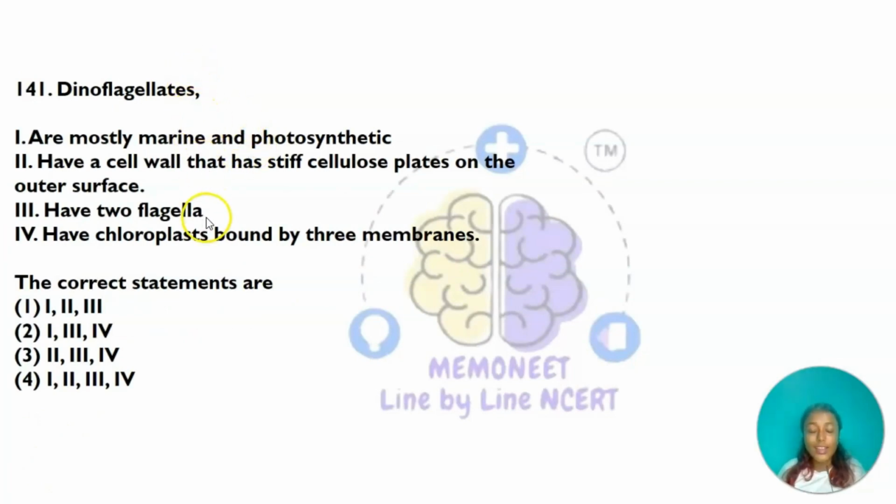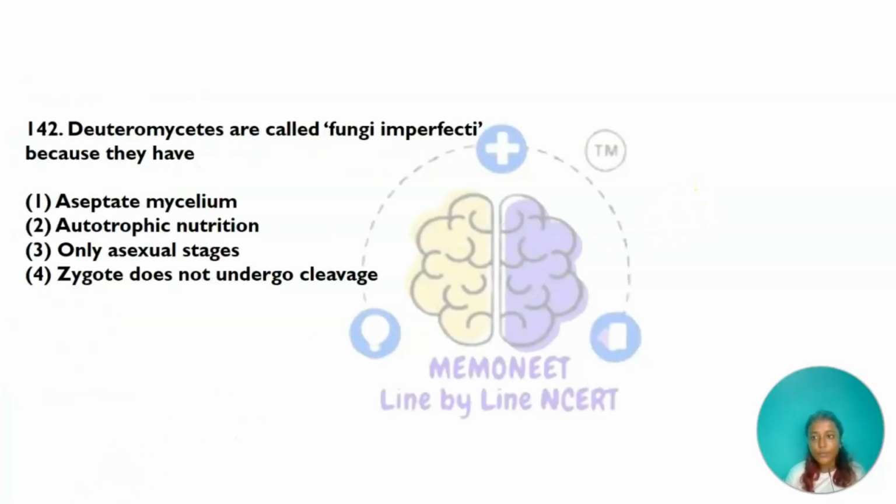Dinoflagellates. We have to choose the correct statements regarding dinoflagellates. Dinoflagellates are mostly marine and photosynthetic, and they have a cell wall that has stiff cellulose plates on the outer surface, which is true. They have 2 flagella, one longitudinal, the other transverse, so that is also true. And they have chloroplasts bound by 3 membranes. So all of the given statements are true regarding dinoflagellates. Dinoflagellates are organisms belonging to the kingdom Protista, and the example will be Gonyaulax. And let's move on to the next question now.